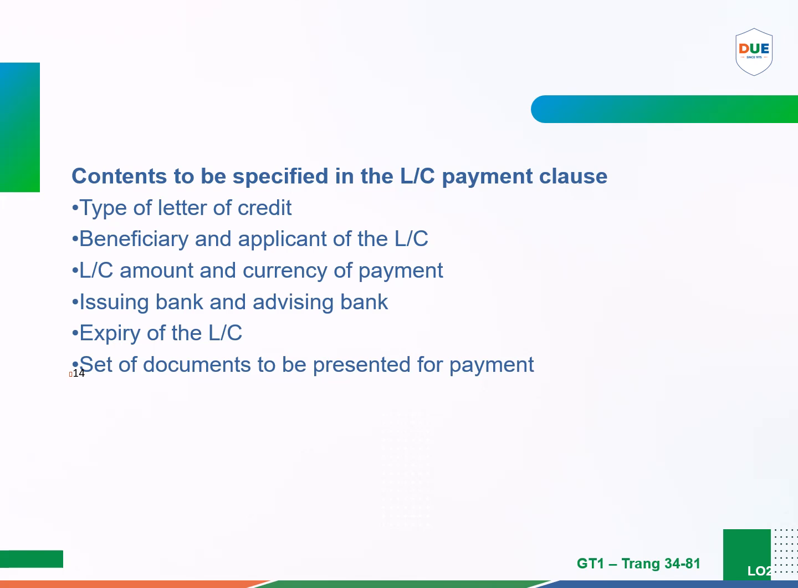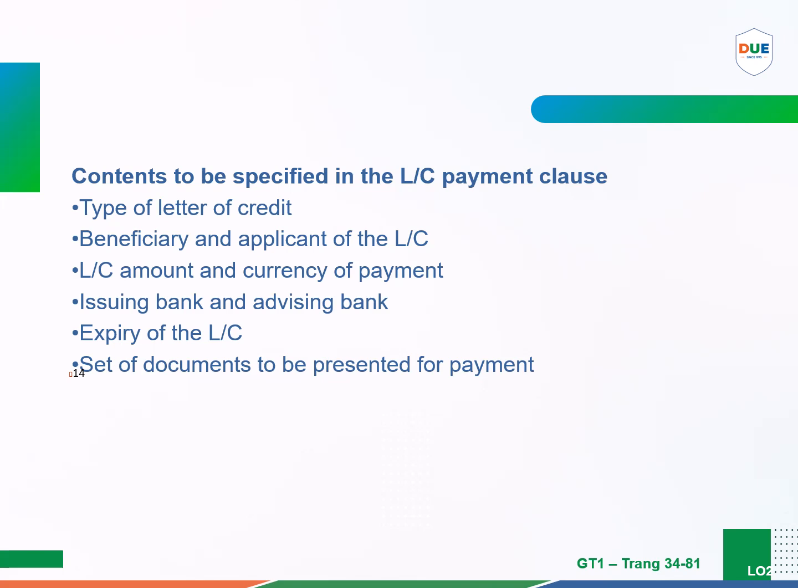Correct and consistent recording of names and addresses is crucial because even a small error can lead to refusal of payment. Third is the letter of credit amount and the currency of payment. The contract must clearly state the value of the letter of credit, whether any tolerance is allowed, and the currency, USD, EUR, or other foreign currency, to avoid exchange rate risk. Fourth is the issuing bank and the advising bank.